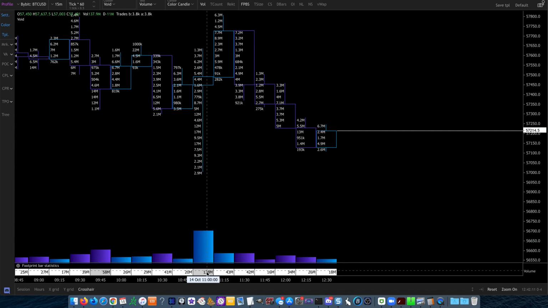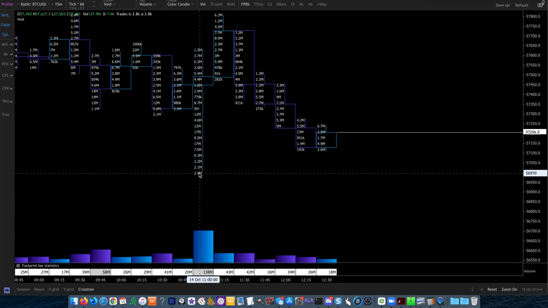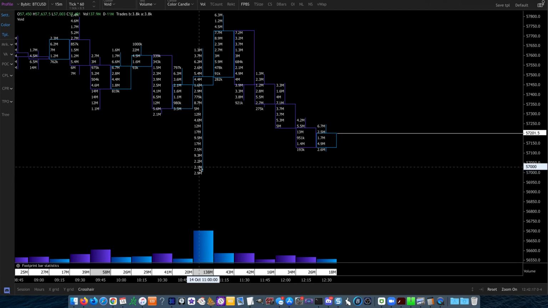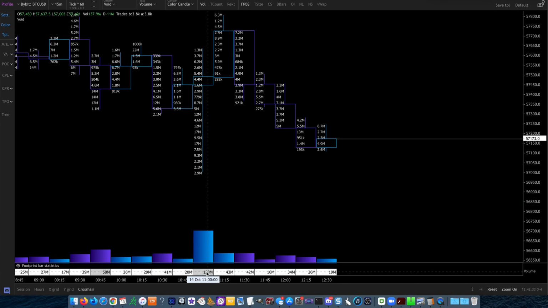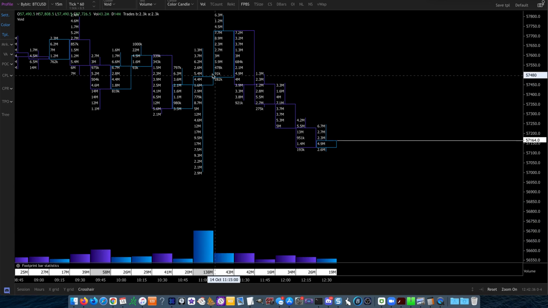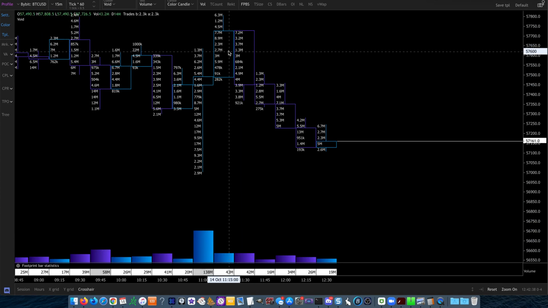So out of this 138 million, 2.9 million came in at 56,970, 2.1 million came in at 57,000, 2.2 million came in at 57,030, 9.3 million came in at 57,060, and if we add all these volumes together that came in at all the different prices, we can see that it will add up to 138 million. So this is the total amount of volume.